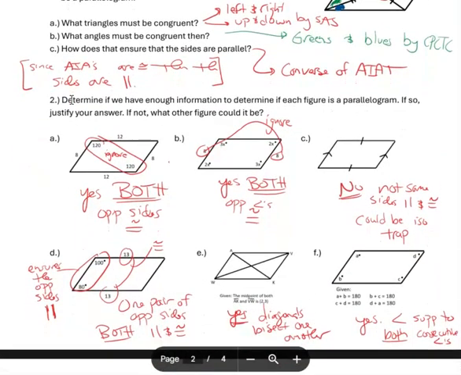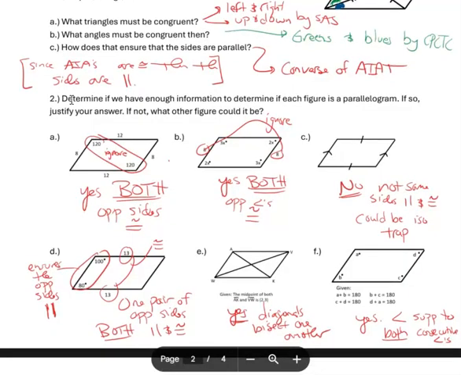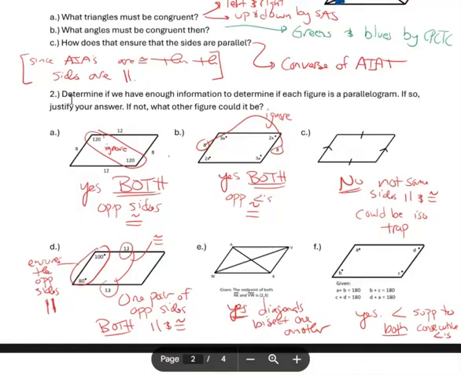Now, the next one says, determine if we have enough information to determine if the following is a parallelogram. If so, justify your answer. If not, what other figure could it be? On this one, we're going to ignore those first set of angles that are being congruent because it's not both opposite angles being congruent, but we do have both opposite sides being congruent. So that would be a parallelogram because both opposite sides are congruent.